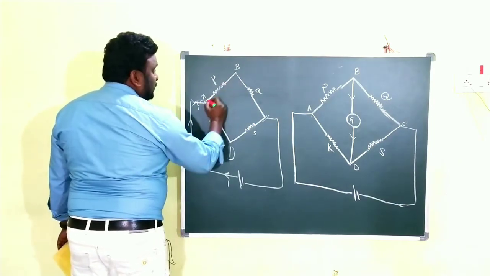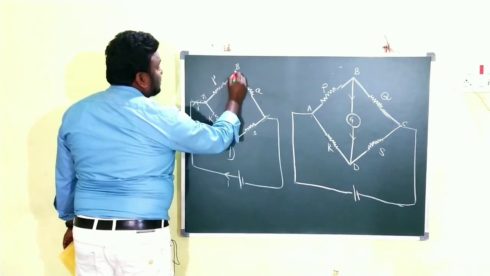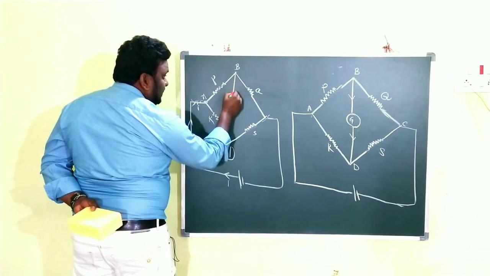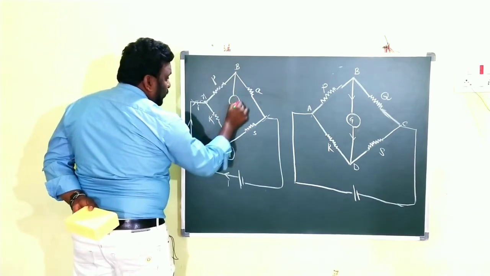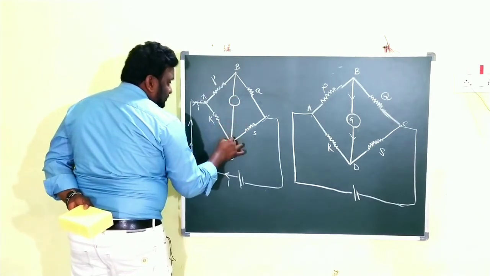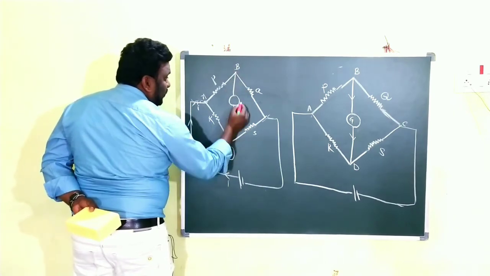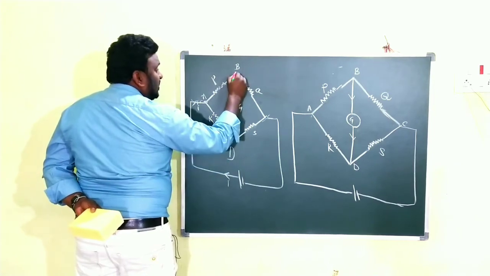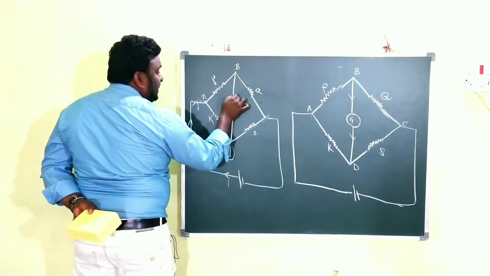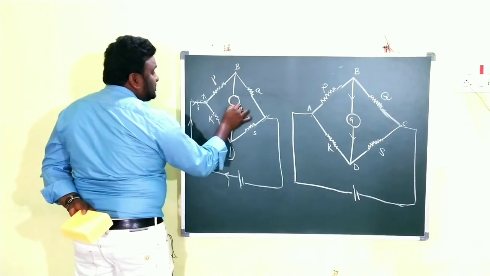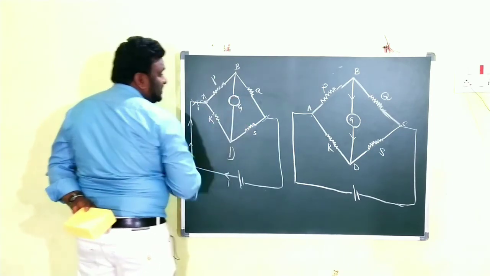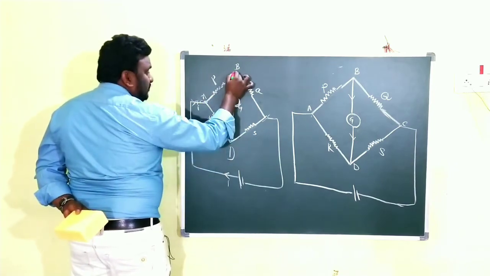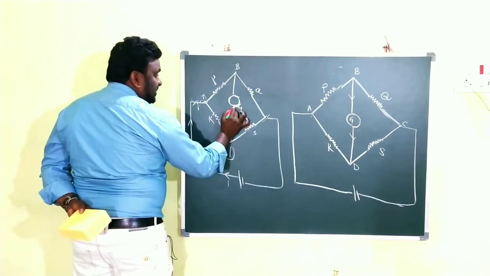Similarly, the current goes through the resistor P and reaches here. And children, in between B and D one galvanometer is connected. Its resistance is G. Generally a galvanometer is used to find the direction of current, and at the same time the strength of current up to 10 to the power of minus 9 amperes. So in between B and D one galvanometer is connected.